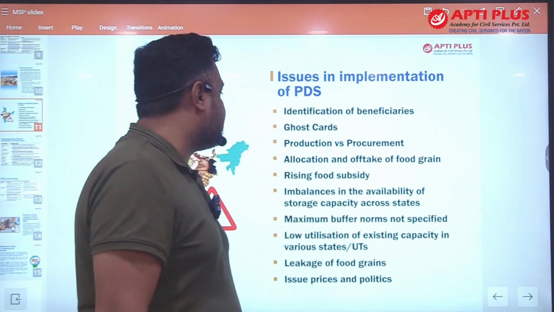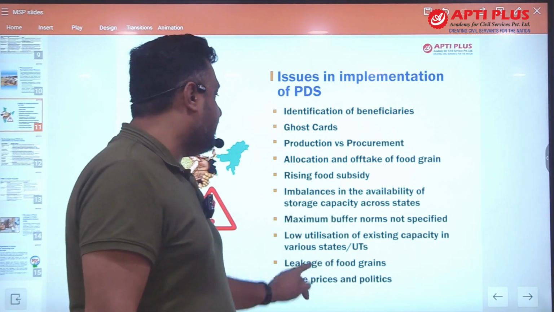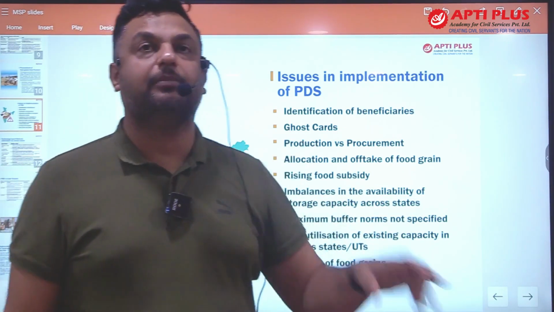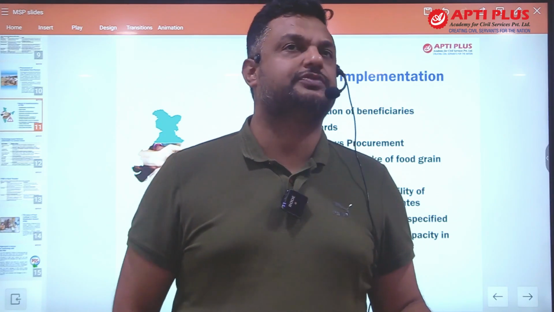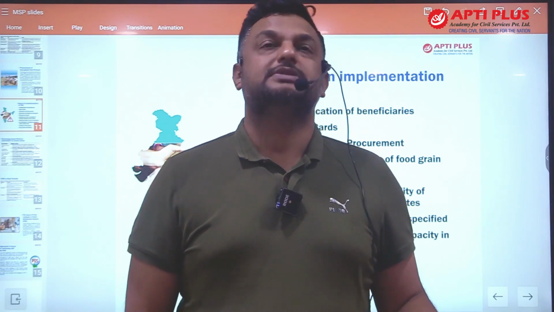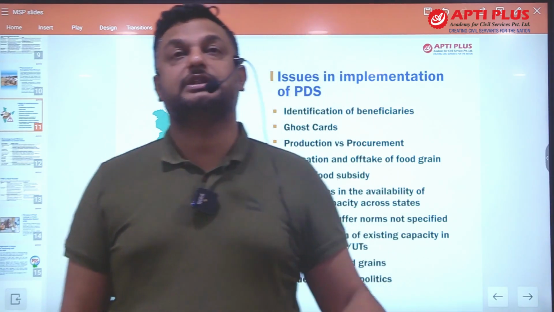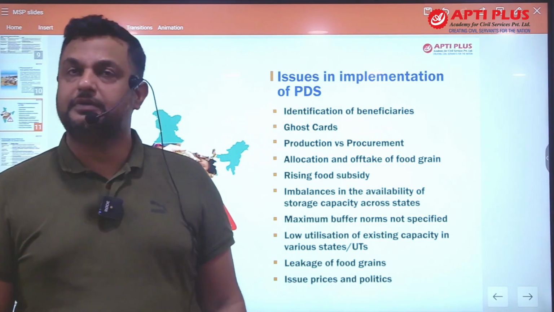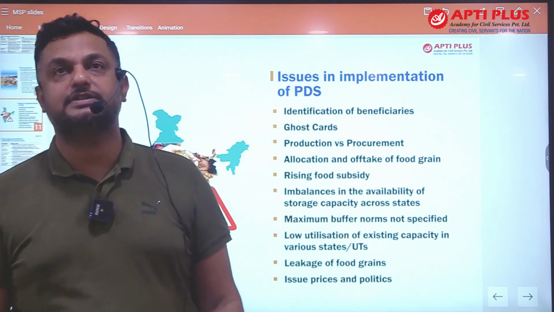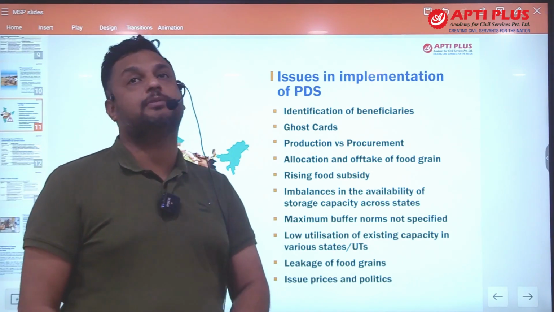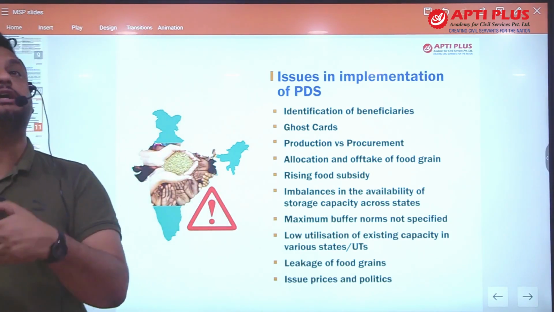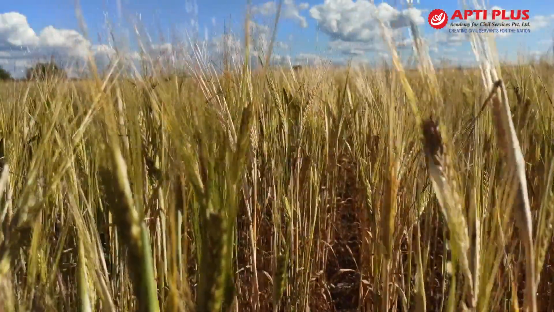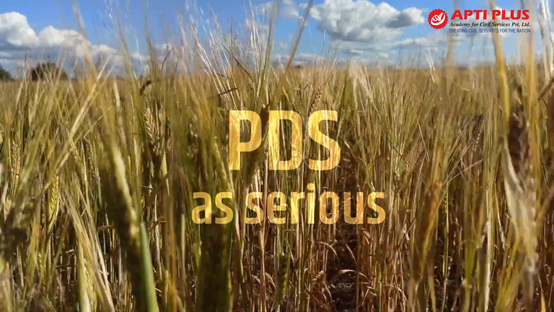Low utilization of existing capacity in various states, leakage of food grains, and issue prices and politics. See, if I combine all three, most of the time in most of the states, due to politics, state governments are unable to delete the BPL cards. Even unwanted people are getting the food grains and selling them in the open market at a higher price than what they got at subsidized price. And not only that, in some states, even people did not take the PDS as seriously.